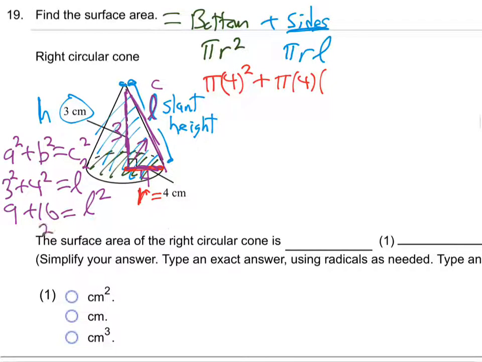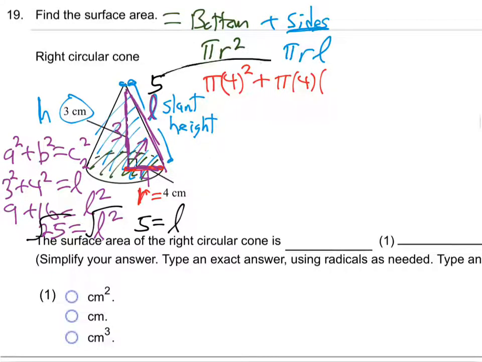And that's 25 is L squared. My L's don't look so good. And then last step, you square root it. So L equals 5. So the length of this side over here, the slant height, must be 5.